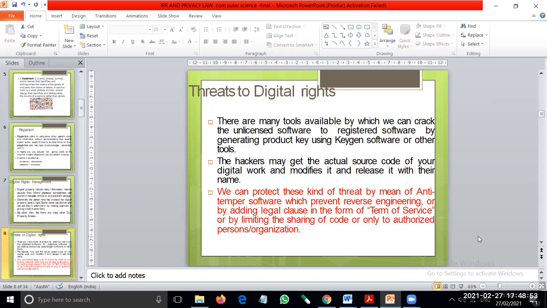We can protect against these kinds of threats by means of anti-tamper software which prevents reverse engineering, or by adding a legal clause in the form of terms of service, or by limiting the sharing of code only to authorized persons. Some software is there which will not crack, that prevents reverse engineering, or by adding a legal clause in the form of terms of service. So these are also important things for threats.